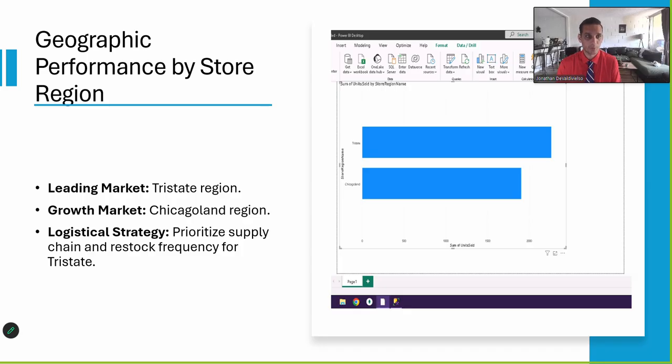Next, we'll look at the geographic performance by store region. Geography plays a massive role in our operational health. This chart compares our two primary store regions, Tri-State and Chicagoland. Currently, the Tri-State region is outperforming Chicagoland in total units sold. This information is vital for our logistics team. It signals we should skew our supply chain priorities and restock frequencies towards Tri-State locations to prevent stockouts in our most active market. We cannot afford to have empty shelves where the demand is highest.